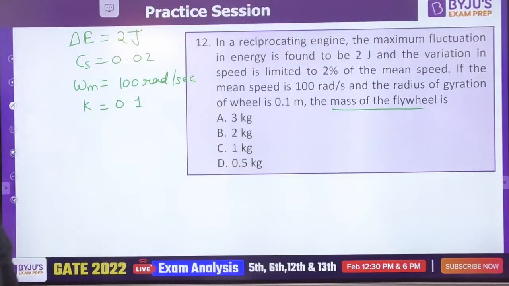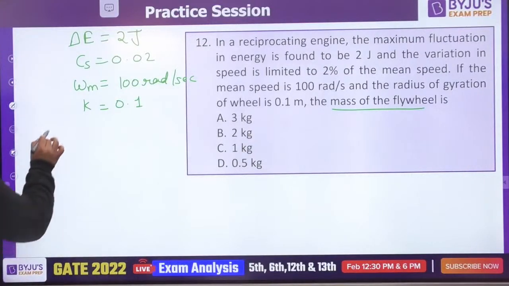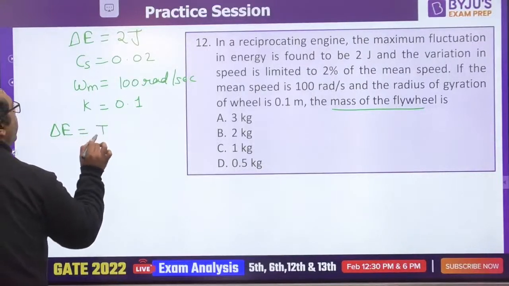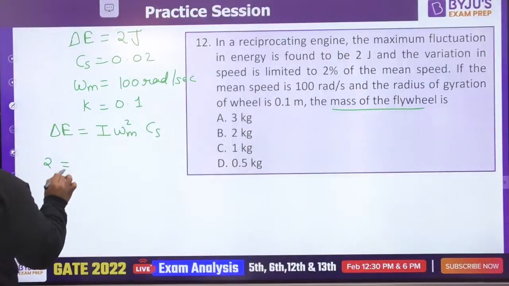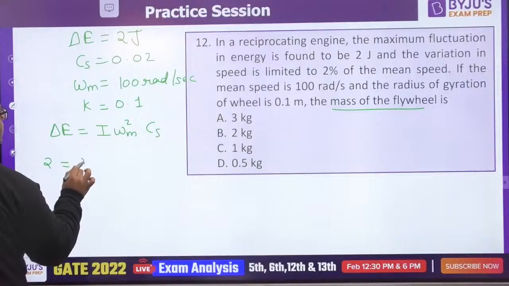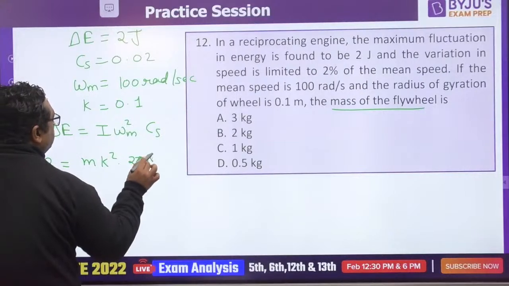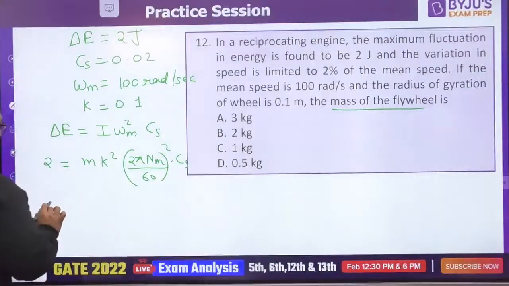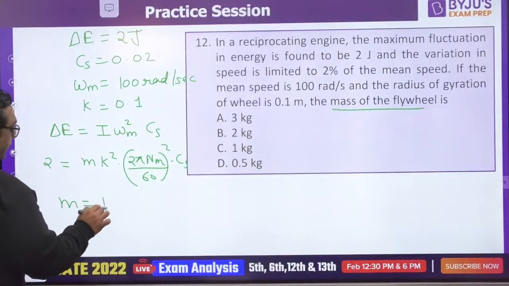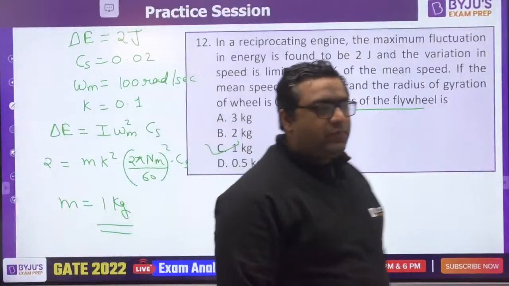So when you solve this, guys, the answer would be delta E equals I omega mean square Cs. Delta E is 2 joules, I is mk square, omega mean square, Cs. So you would get the value of mass to be 1 kg. C would be the right answer.